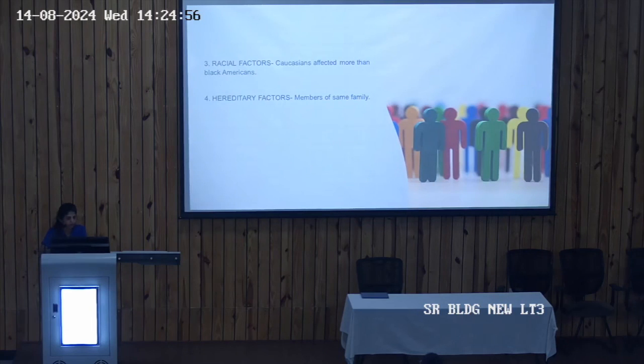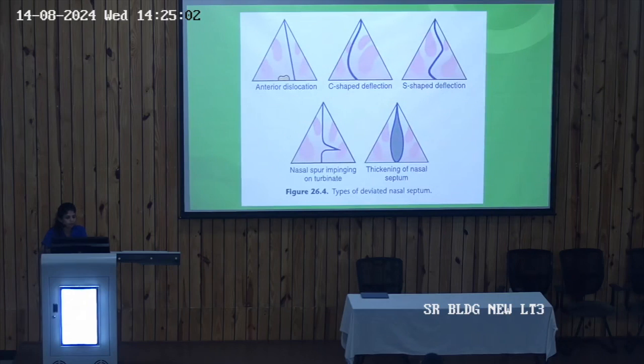Racial factors: Caucasians are affected more than Black Americans. Hereditary: members of the same family can present with the same complaints. These are the various types of deviated nasal septum.